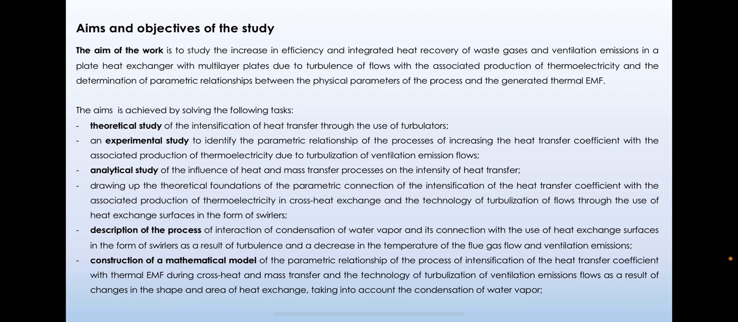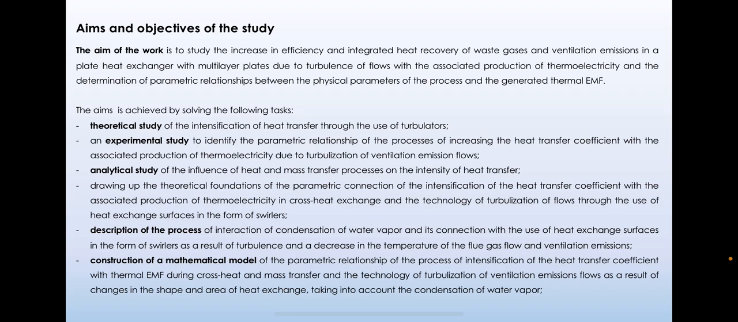Analytical study of the influence of heat and mass transfer processes on the intensity of heat transfer. Drawing up the theoretical foundation of the parametric connection of the intensification of the heat transfer coefficient with associated production of thermoelectricity in cross heat exchange and the technology of turbulization of flows through the use of heat exchange surfaces in the form of swirls.